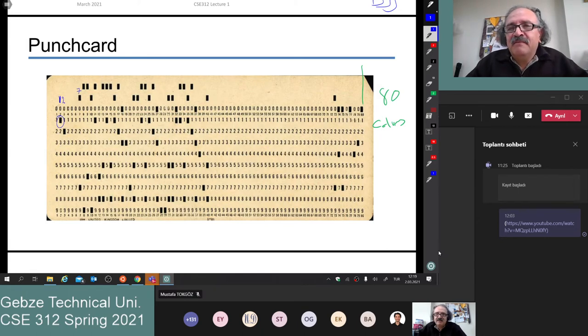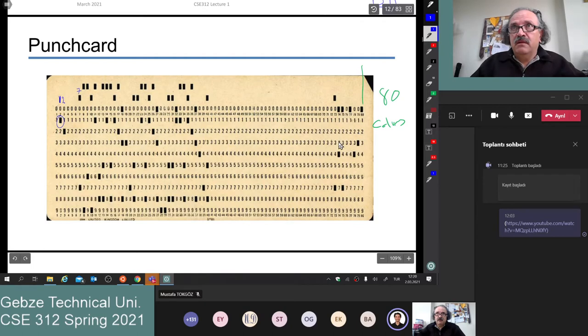So there are many ways you can make mistakes. You can make a mistake in writing your program, or you can make a mistake in punching your cards. And on top of it, there are logical mistakes too. So writing programs and getting your results was not that convenient during those days. Okay, any other questions?